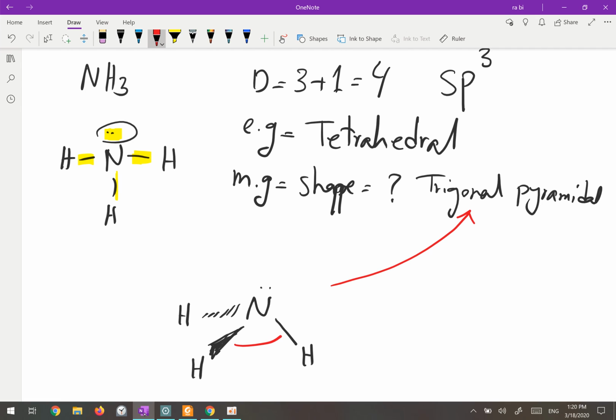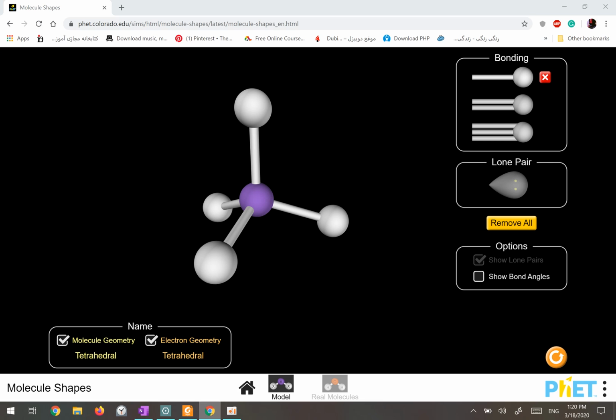The angle here was 109.5, but because you have a lone pair here, the repulsion between the lone pair and bonding pair is more than the repulsion that you have between the bonding electrons. So that makes these bonds closer to each other. So in that case, the angle decreases to around 107 degrees. So the angle here is smaller when the shape of the molecule is trigonal pyramidal compared to when the shape of the molecule is tetrahedral. It decreased to 107, and I can show it here.